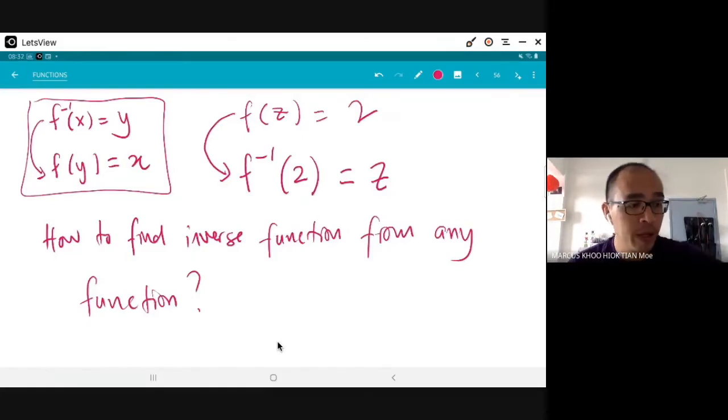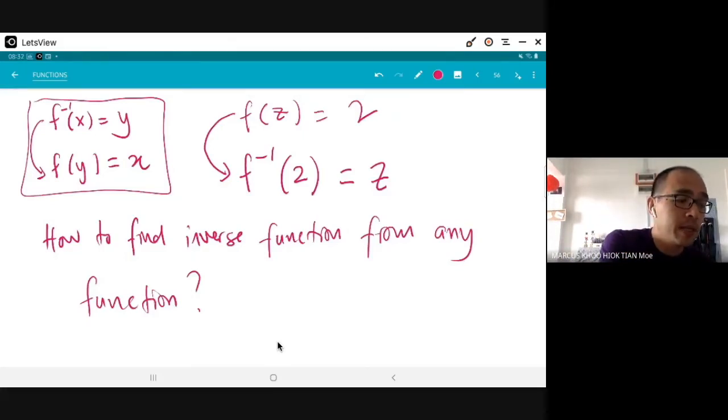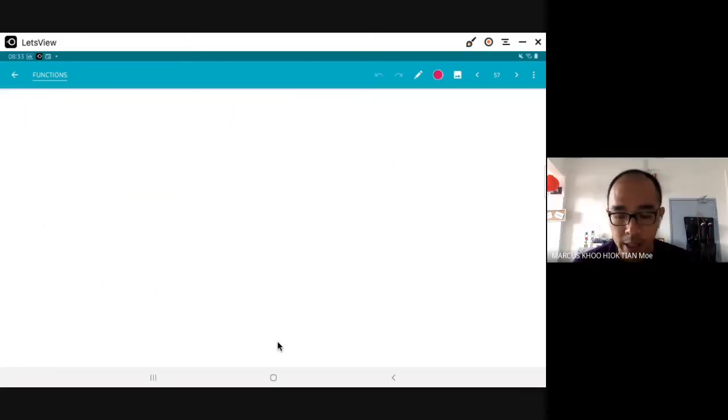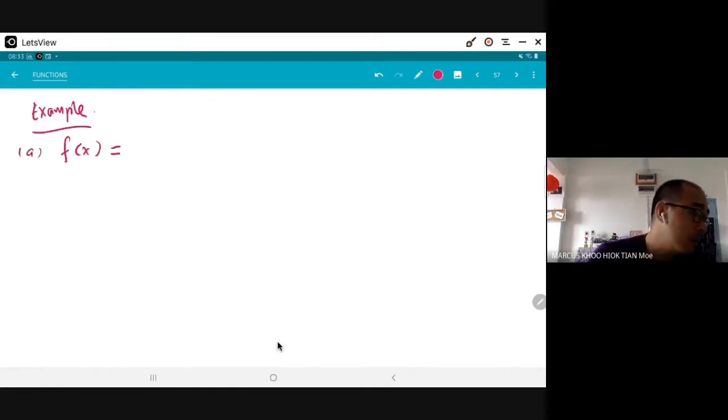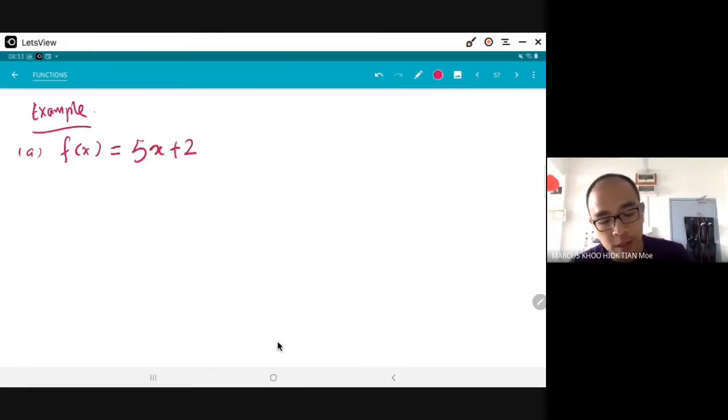Okay, so if you have your textbooks with you, please turn to page, oh dear, page what? 28. Yeah, page 28. If you have a textbook, you turn to page 28. And this is the example. I'm going to use the same example in the book. So it will be given f of x equals to 5x plus 2. Okay, so find the inverse function of x.